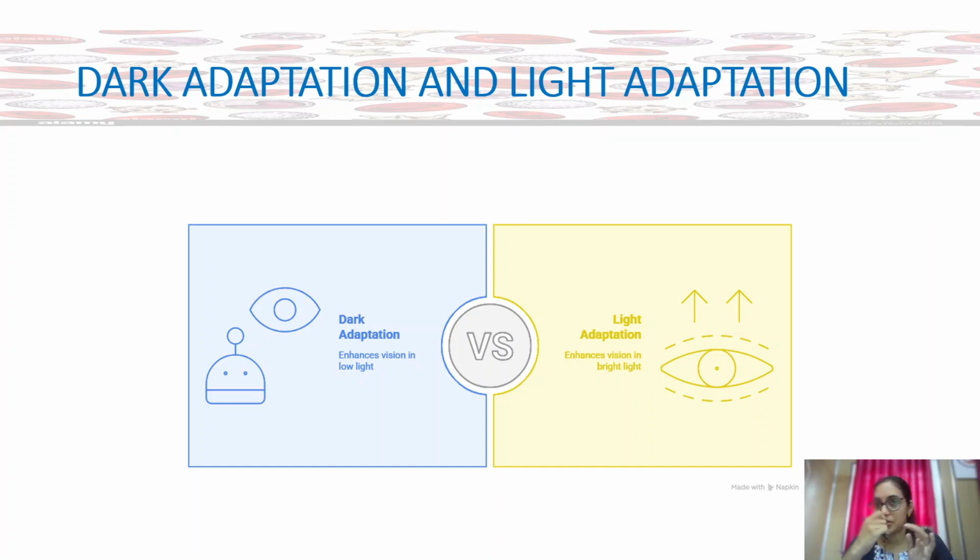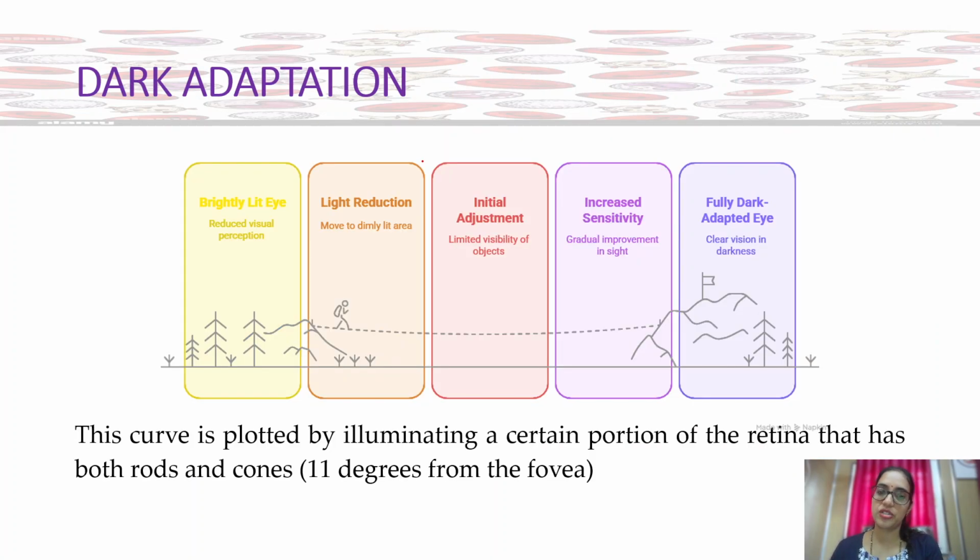Dark adaptation is when a person moves from a bright light to dark light when the rods become active. So it is a slow process. Light adaptation is the reverse, when you move from a dark place to a bright place where the cones get activated. So there is always an interplay between the rods and cones, and the retinal sensitivity keeps going up and down to maintain a proper visual sensation.